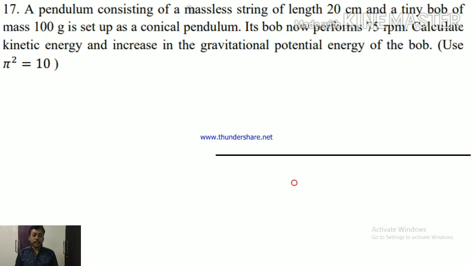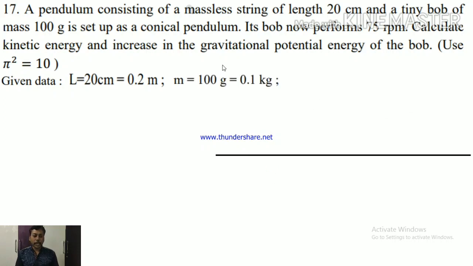So here the given data is, first L is equal to 20 centimeter or 0.2 meter. The massless string is there and the length of string is 20 centimeter. Mass of the tiny bob is 100 gram. So small m is equal to 100 gram, that is 0.1 kg. Small g is 10.